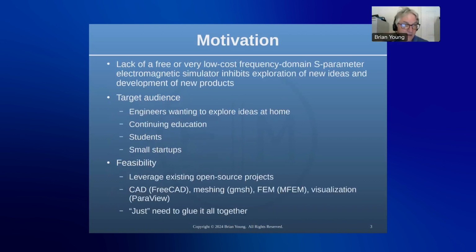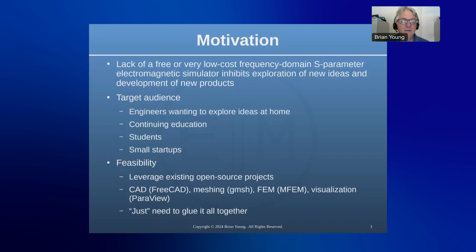So the motivation for this work is that I'm not aware of any low cost or free frequency domain S parameter electromagnetic simulator, and because of that, there's very limited ability for an individual to explore ideas at home or to work on continuing education. So the target audience is basically anyone who would like to be able to do 3D electromagnetic simulations and produce S parameters to try to come up with new things or self-educate, or even say small startups that can't afford the very high cost of the commercial simulators.